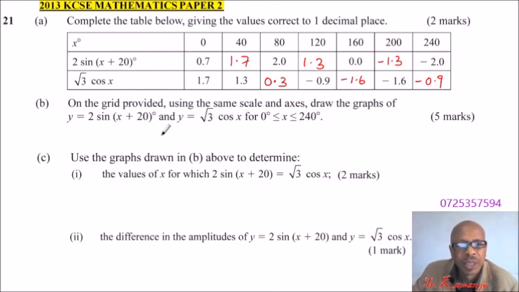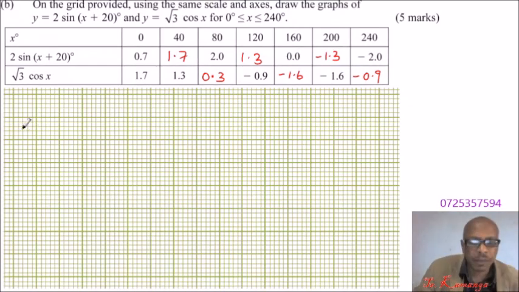Part B of the question: on the grid provided, using the same scale and axis, draw the graph of y equals 2 sine x plus 20 and y equals root 3 cos x for the range x greater than or equal to 0, x less than or equal to 240. And here you get 5 marks. So let's do that on a grid on another page, because here we don't have enough space. So this is the grid that I'm going to use to plot the two graphs.